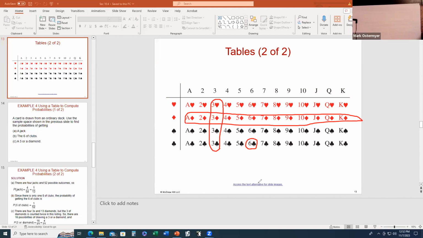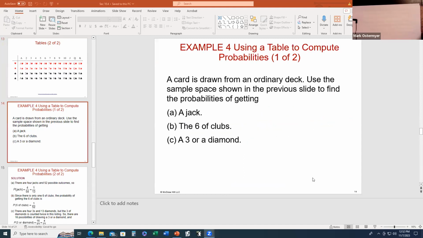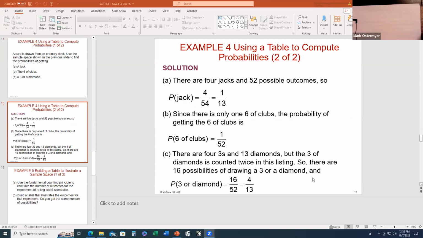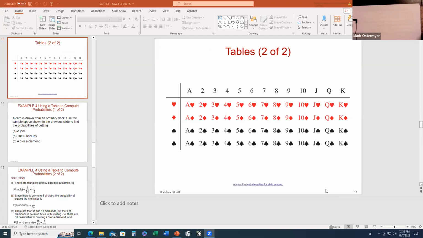Wait a minute, was that a 3 and a diamond, or a 3 or a diamond? Let's go back and check it out here. A 3 or a diamond. Now, notice to compute the probability of selecting a 3 or a diamond, we have to count the 3 of diamonds card not once, but twice. So we count the 3 of diamonds card twice.